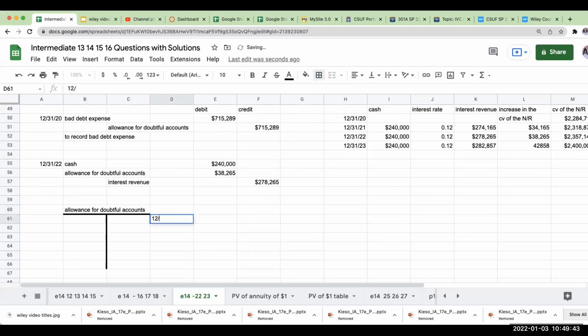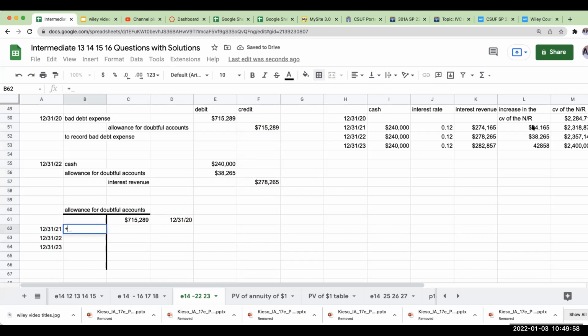So we set up an amount over here on 12/31/20 of $715,289. On 12/31/21, 12/31/22, and then 12/31/23, we went over here and we are essentially debiting this for $34,165, $38,265, and then $42,858. Okay, so as we kind of come down and get down to this, what ends up happening with this allowance for doubtful accounts?